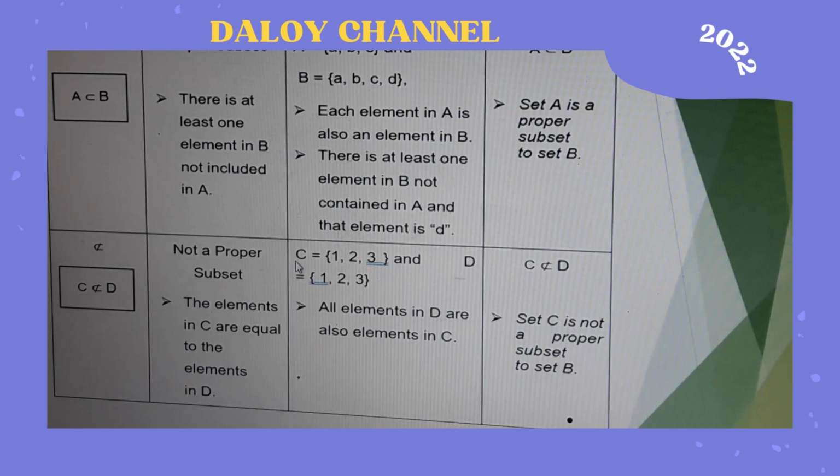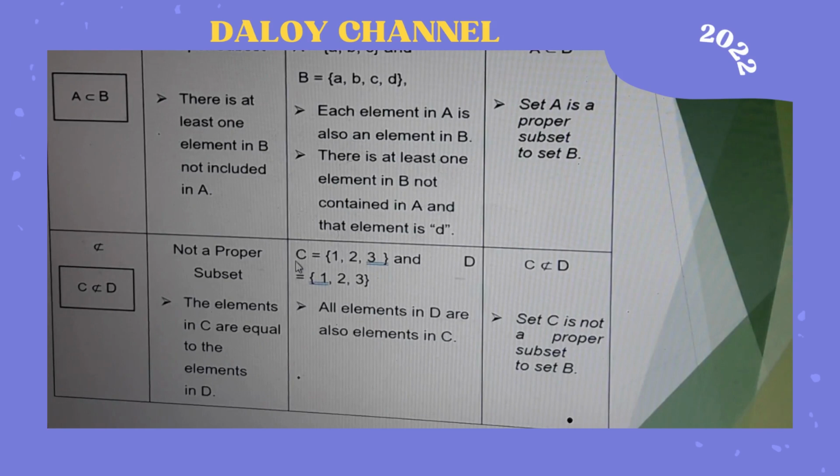So we can state it in this way: each element in A is also an element in B, or there is at least one element in B not contained in A, and that element is D. So that is the idea of a proper subset. Bold letter C with a slash means not a proper subset. Not a proper subset means the elements in C are equal to the elements in D.